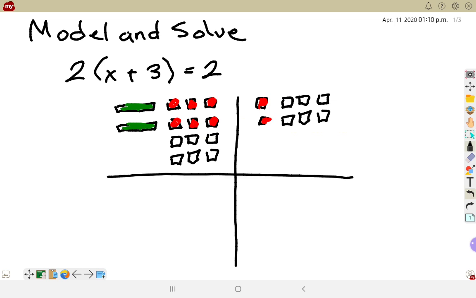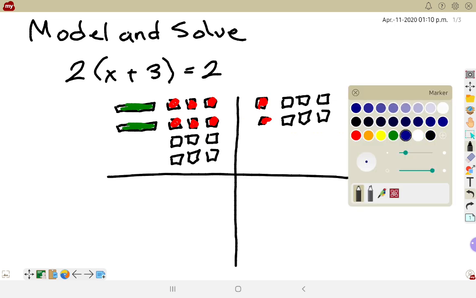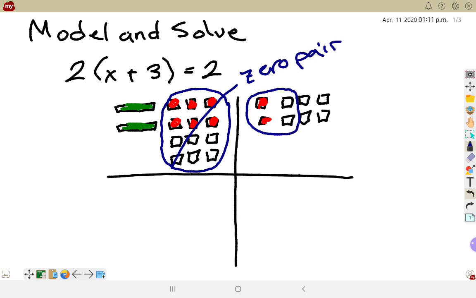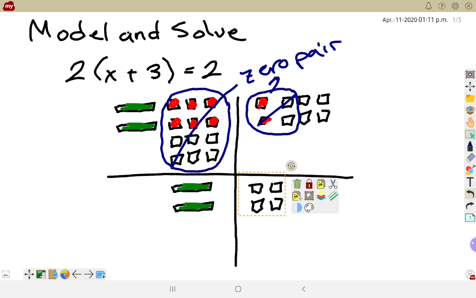Now that gives us, on the left, a whole bunch of zero pairs. The 6 positives and the 6 negatives give us one giant zero pair. And then our 2 positives and 2 negatives on the right-hand side also give us a zero pair. So those go away as well. What we're left with is our 2 positive x's, and on the right-hand side we're left with our 4 negative 1's.